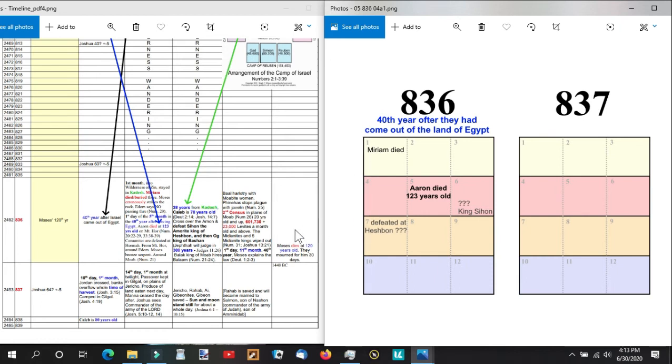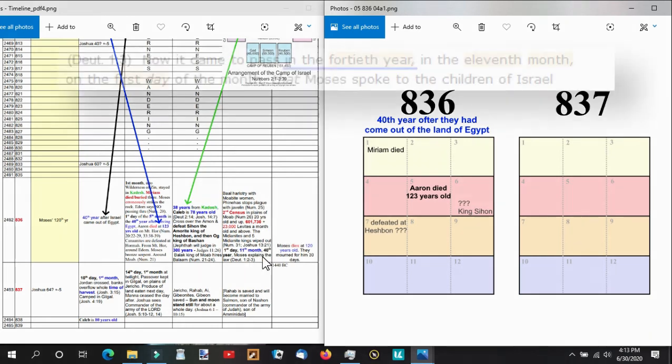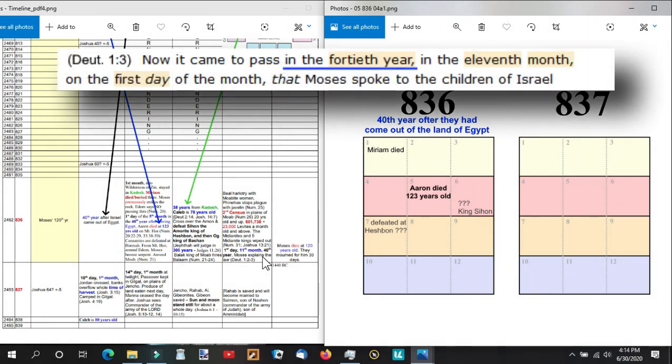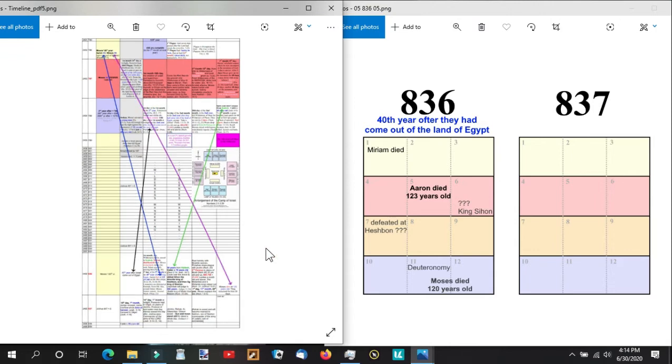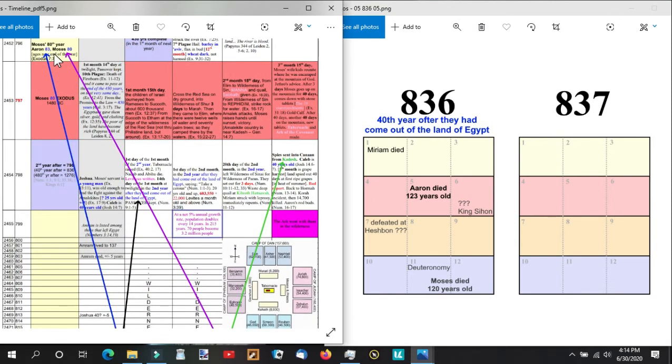Next, we get to the first day of the 11th month in the 40th year, and Moses gives his final words recorded in Deuteronomy. Moses died at the end of this year at 120 years old, and this gives us our fourth way of verifying this year on the timeline. He's 120 at the end of year 836, and he was 80 years old at the end of year 796.